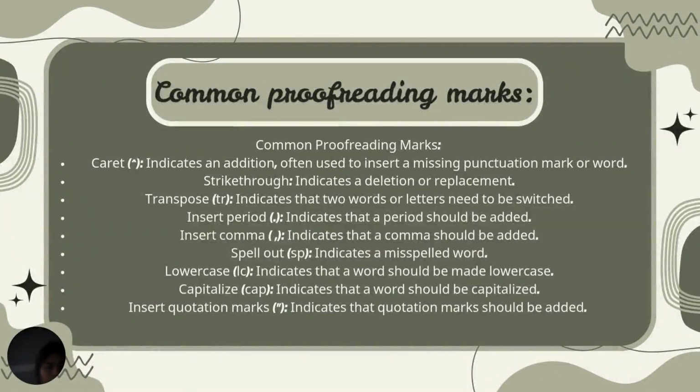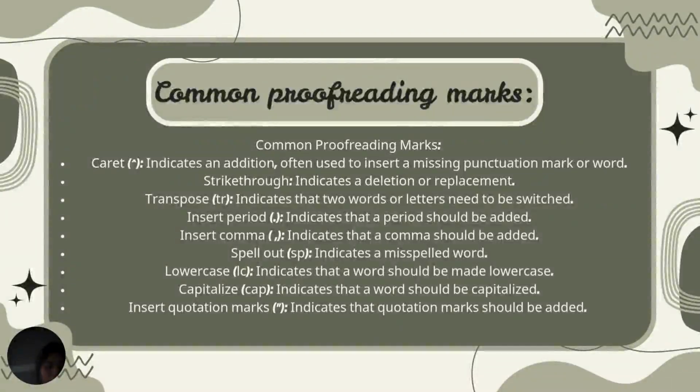Strike through indicates a deletion or replacement. A line through a word means it should be removed or replaced. For example, the apple orange is delicious. This strike through indicates apple should be replaced with orange.